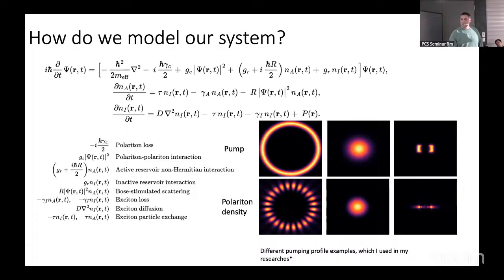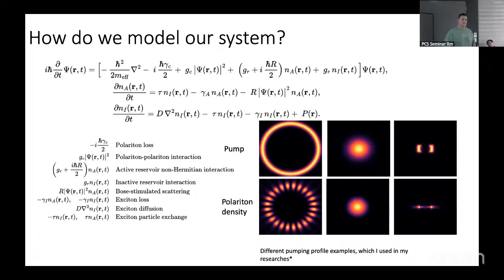Strength of interaction, strength of exciton interaction, size of optical pump, and so on and so on. I hope we will publish a paper about those structures.